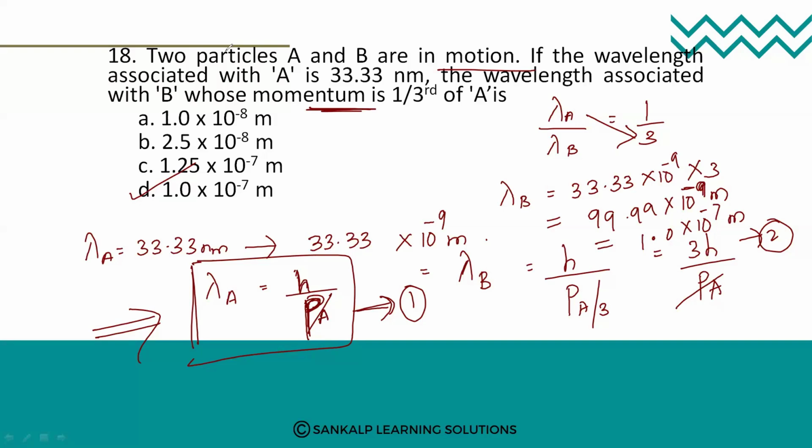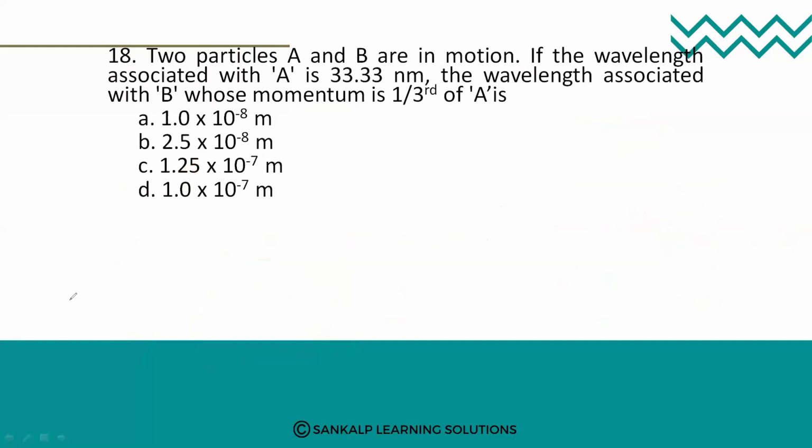Got it? So your 10 raised to minus 9 is there. 99.9 is nothing but approximately 1, and we have shifted the decimal to the left-hand side. So it becomes 10 raised to minus 7. So option number D is the answer. We have just related the formula. Is it clear?